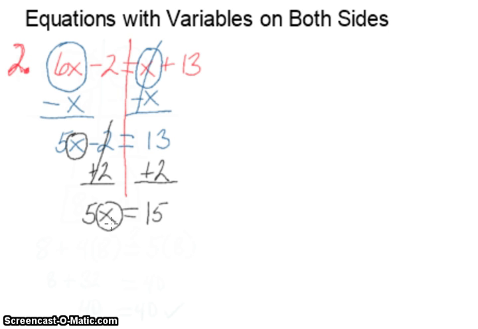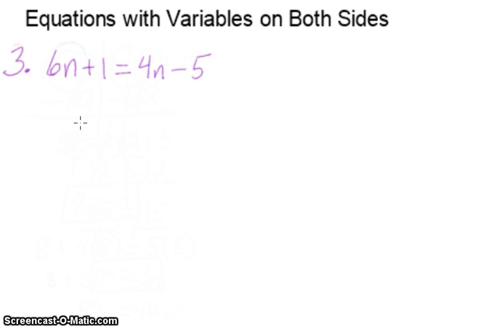So we have 5 times x equals 15. And so what do we do? The opposite of multiplying by 5 is to divide by 5. So dividing by 5 over here means I'm going to divide by 5 on the other side as well. So I get x equals 15 divided by 5, which is 3. So that's that. Okay, example number 3.